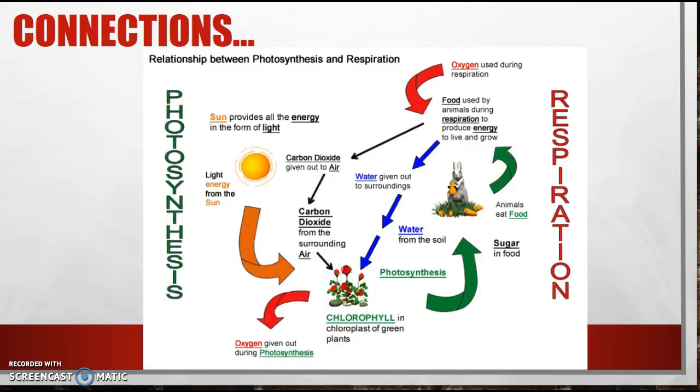Now there is a connection if we're thinking about respiration and photosynthesis. There's a relationship between the 2. The carbon dioxide we give off, plants use in photosynthesis. I just want that in your head right now because we will be talking about photosynthesis in a day or two.